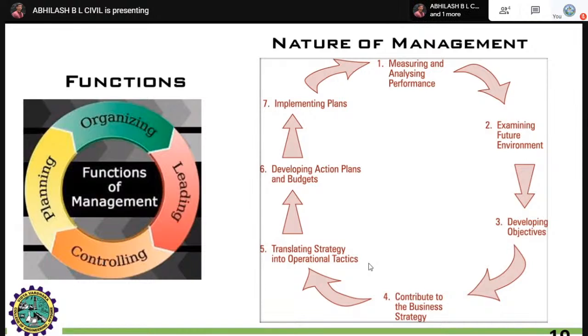On what basis? You can control all these things in a manual method, or in some smart, automated way, right? Here are some of the natures of management. The first thing is measuring and analyzing the performance of anything. It might be labor, materials, or components of the particular infrastructure. This is how we have to measure and analyze.